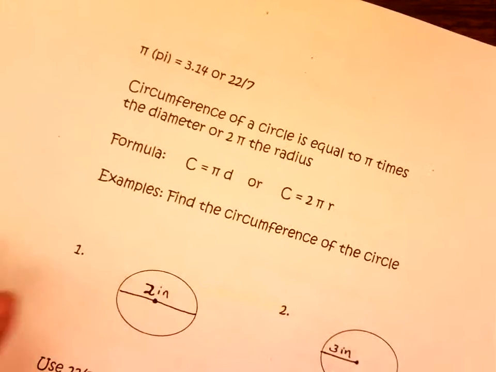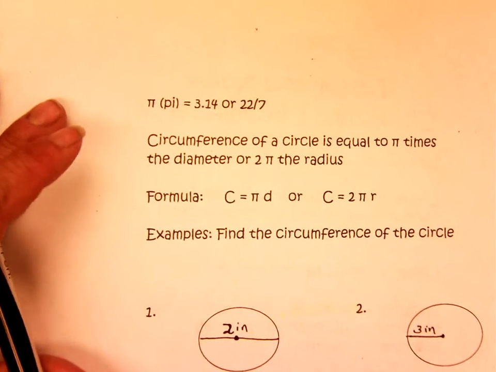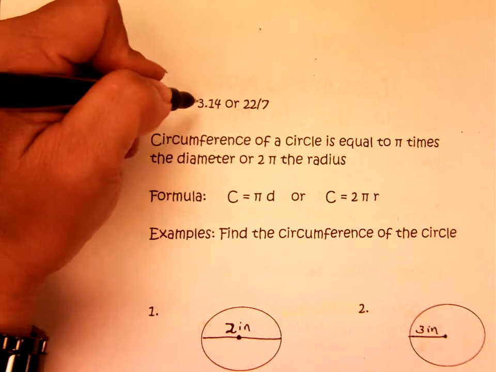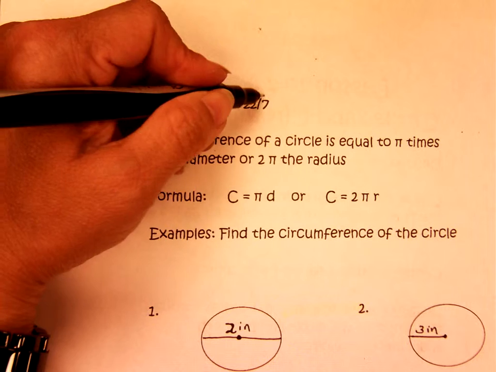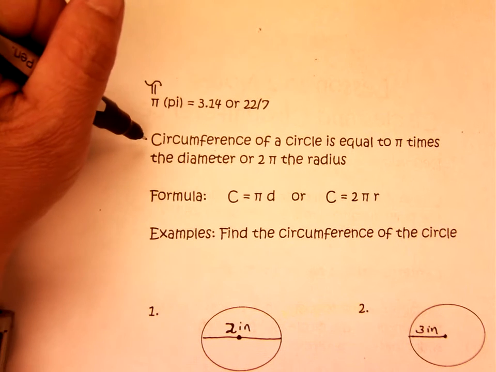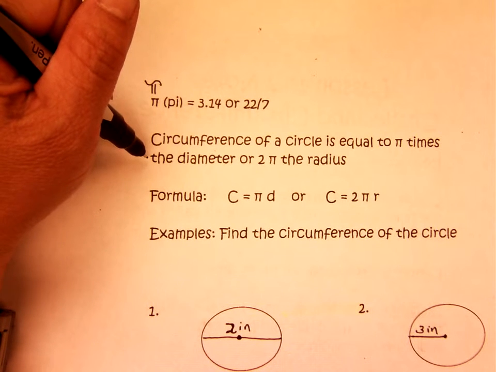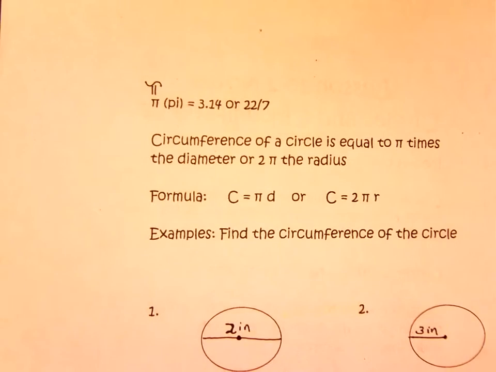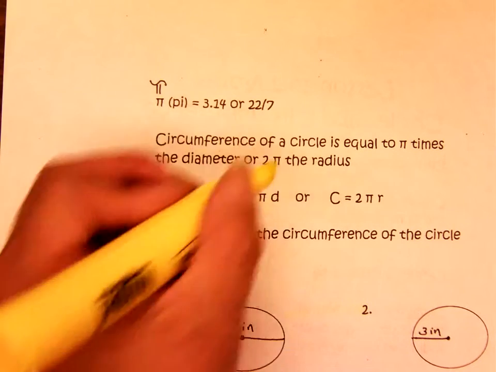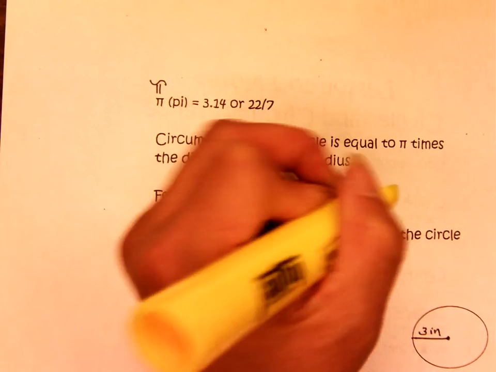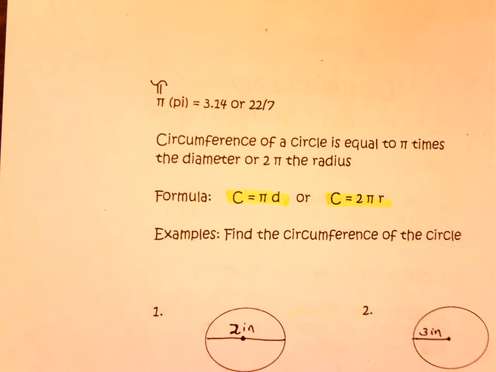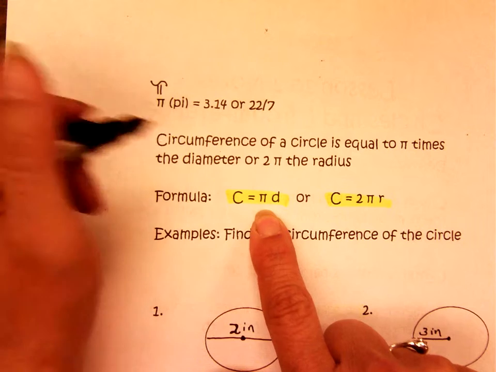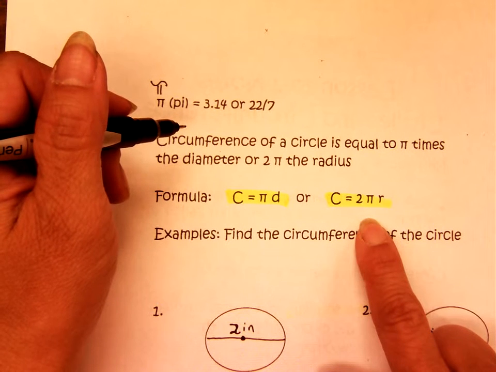Okay. So pi, you will see this symbol and you will see it written frequently. Pi means 3.14 or 22/7. Circumference of a circle is equal to pi times the diameter, or 2 pi the radius. So here's the formula that you have to memorize for circumference. C equals pi d, or C equals 2 pi r. So if we give you the diameter, you use this formula. If we give you the radius, you use this formula.